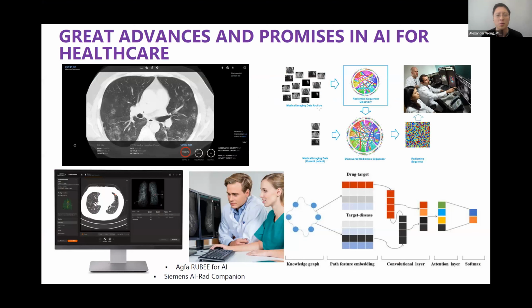So you have examples where AI-powered CAD systems are now being deployed directly into clinical applications, from Icometrix's Ruby to Siemens AI-Rad Companion. It's been leveraged for AI-powered radiomics, genomics, pathomics, and so on and so forth, as well as for drug discovery. So there's been a lot going on in the field of AI for healthcare, right?